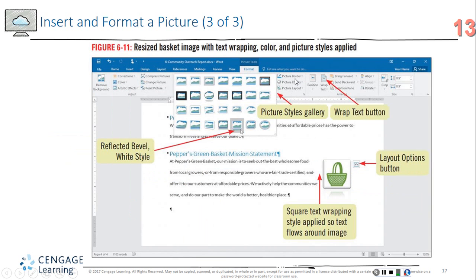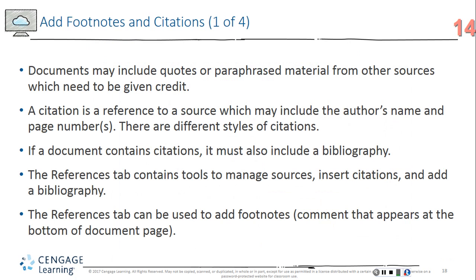Just a couple more items here. You have a Picture Styles gallery, so you can add a style to the photo. It looks like a Reflected Bevel White style was added to this photo, which gives it a beveled edge with a background. It looks like a square text wrapping style was applied so that the text flows around the image. The Wrap Text button is here. And you also have additional layout options when you are working with your image to create different changes or features to that image.